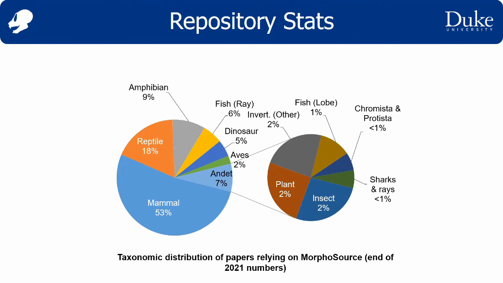And if we look at the taxonomic distributions of published papers, it's not exactly the same as the breakdown of actual data on the site, but not completely different. The three biggest pieces of the pie are still mammals, herps, reptiles and amphibians separate, and fish.